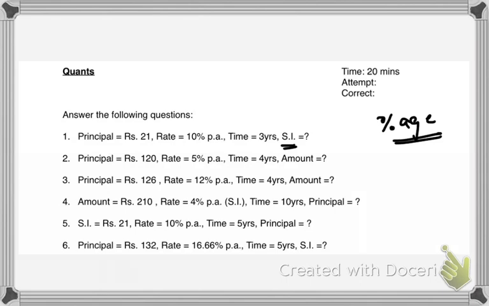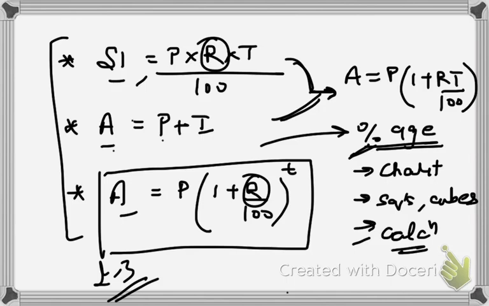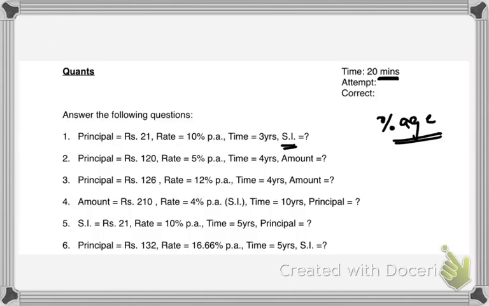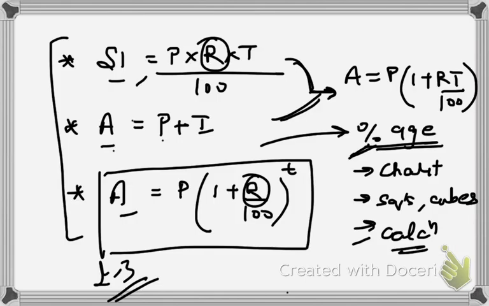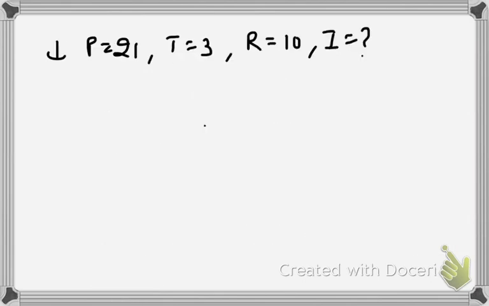Now the quant section consisted of 15 questions and you were given 20 minutes. Keeping in mind that simple interest and compound interest is calculation intensive, meaning you have lots of calculations in this, that's why we gave the time limit of 20 minutes. So let's get on with the first question.